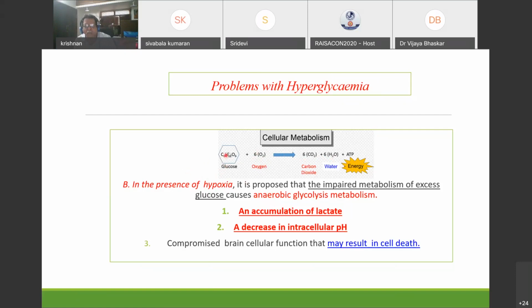It will go for anaerobic metabolism and end up in production of lactate and intracellular acidosis. Both will result in brain cell death. Okay, this is irreversible brain cell death. So that is the reason why we don't give 5% dextrose containing solution in pediatric patients. Okay, we don't want to give too much sugar, more than what is required, and suppose we have a hypoxic episode, the child will have irreversible brain damage.